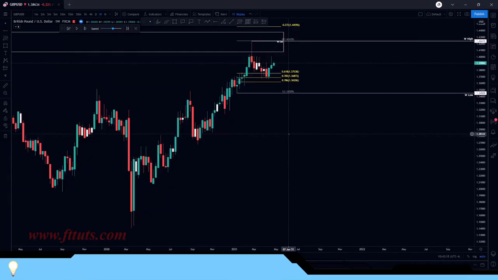Then, of course, we're going to look at our Asia session range. Since we do trade from London to New York, we like to see sweeps below or above the Asia session range, or above or below the dealing range.